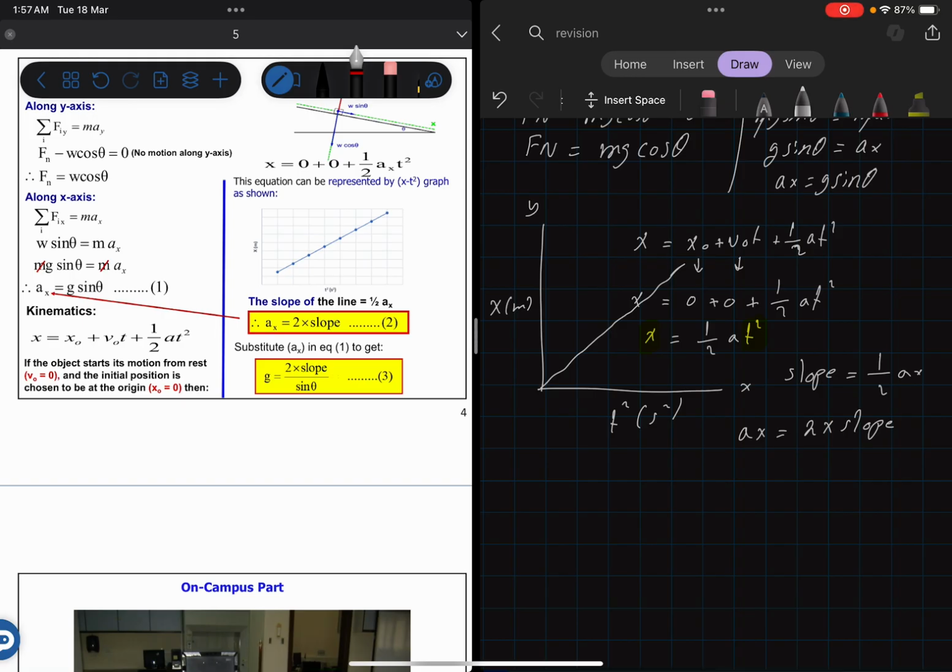And for the x-axis we end up with ax equal g sine theta, so we can replace ax with g sine theta equal 2 times the slope, and we can find g by dividing by sine theta, so g equals 2 times slope over sine theta.